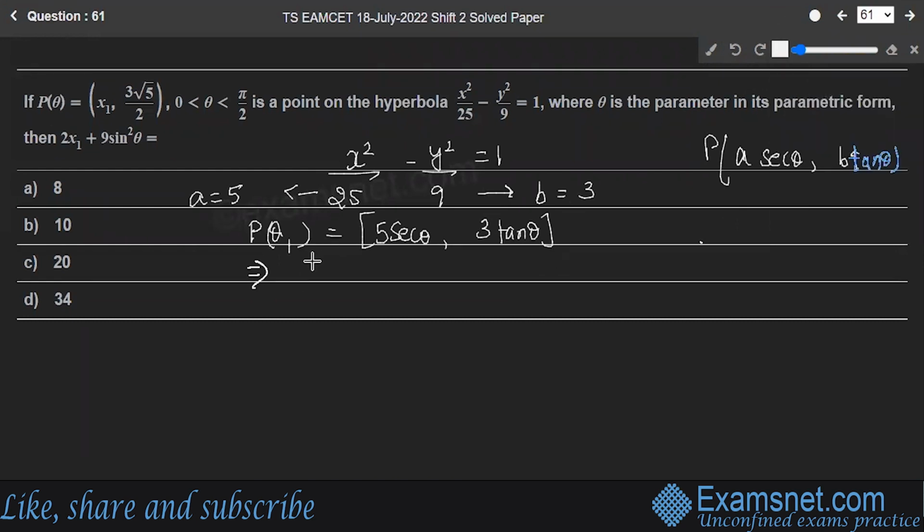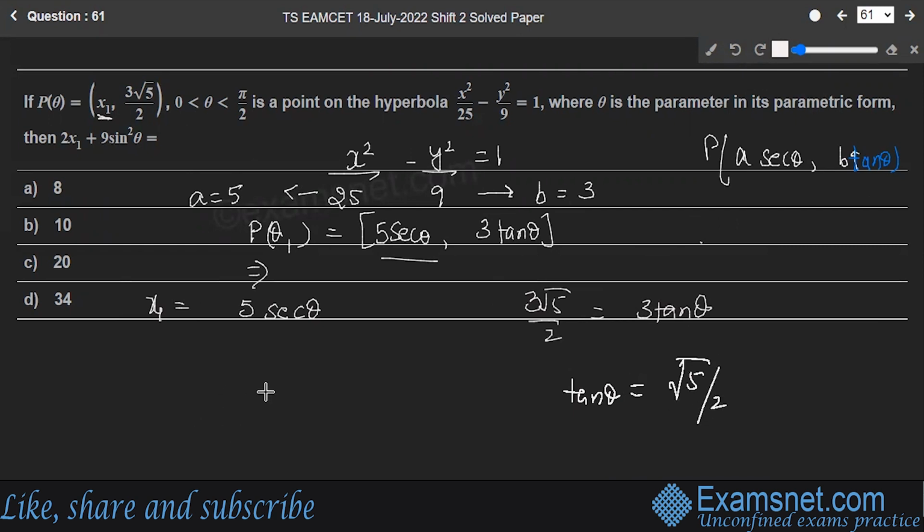All right. So these are the coordinates for the point P. Now that means over here, x1 is 5 secant theta, and 3 root 5 upon 2 is 3 tangent of theta, right? These are the coordinates. So you have tangent of theta equal to root 5 by 2. And x1 I will not touch. I don't need it right now because I have the definite value from here. I'll use this one.